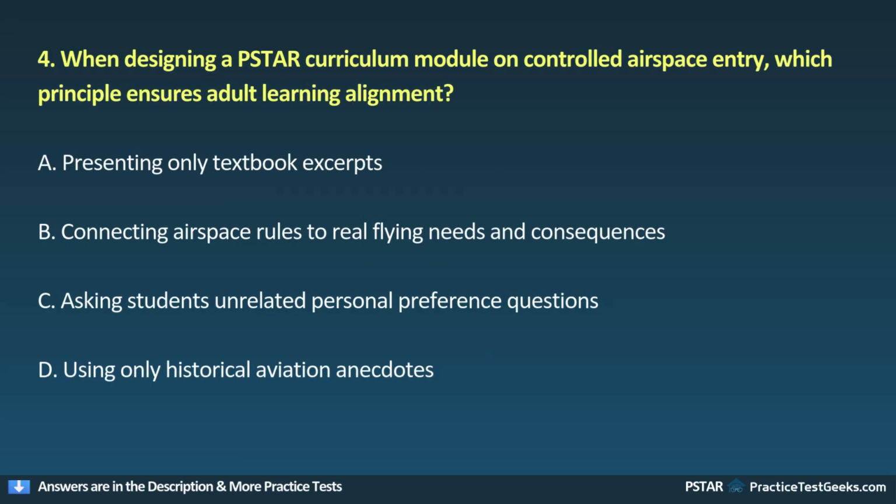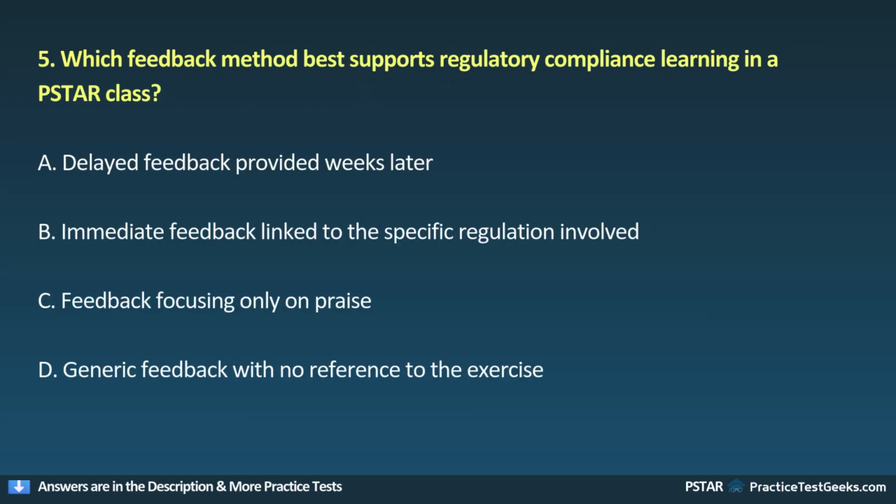4. When designing a PSTAR curriculum module on controlled airspace entry, which principle ensures adult learning alignment? A. Presenting only textbook excerpts. B. Connecting airspace rules to real flying needs and consequences. C. Asking students unrelated personal preference questions. D. Using only historical aviation anecdotes.